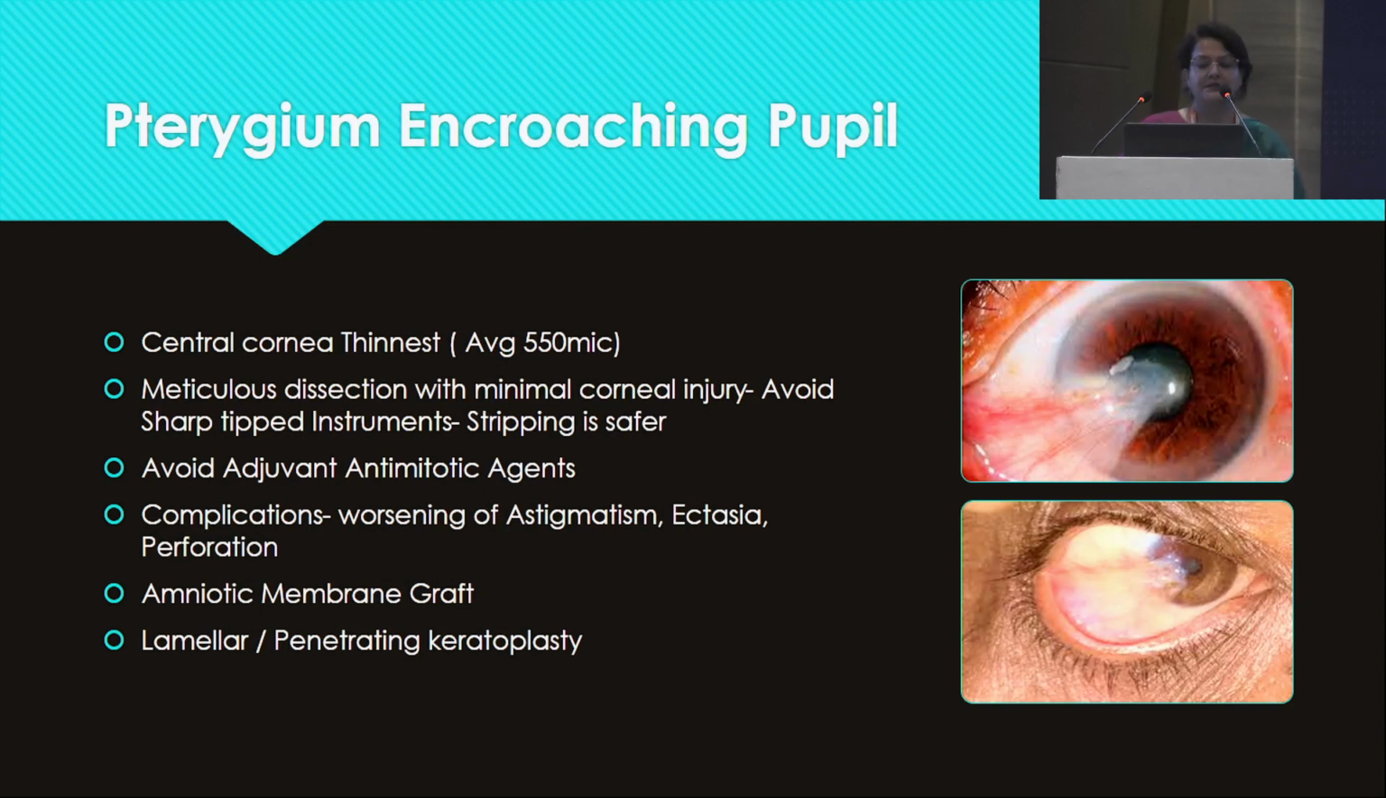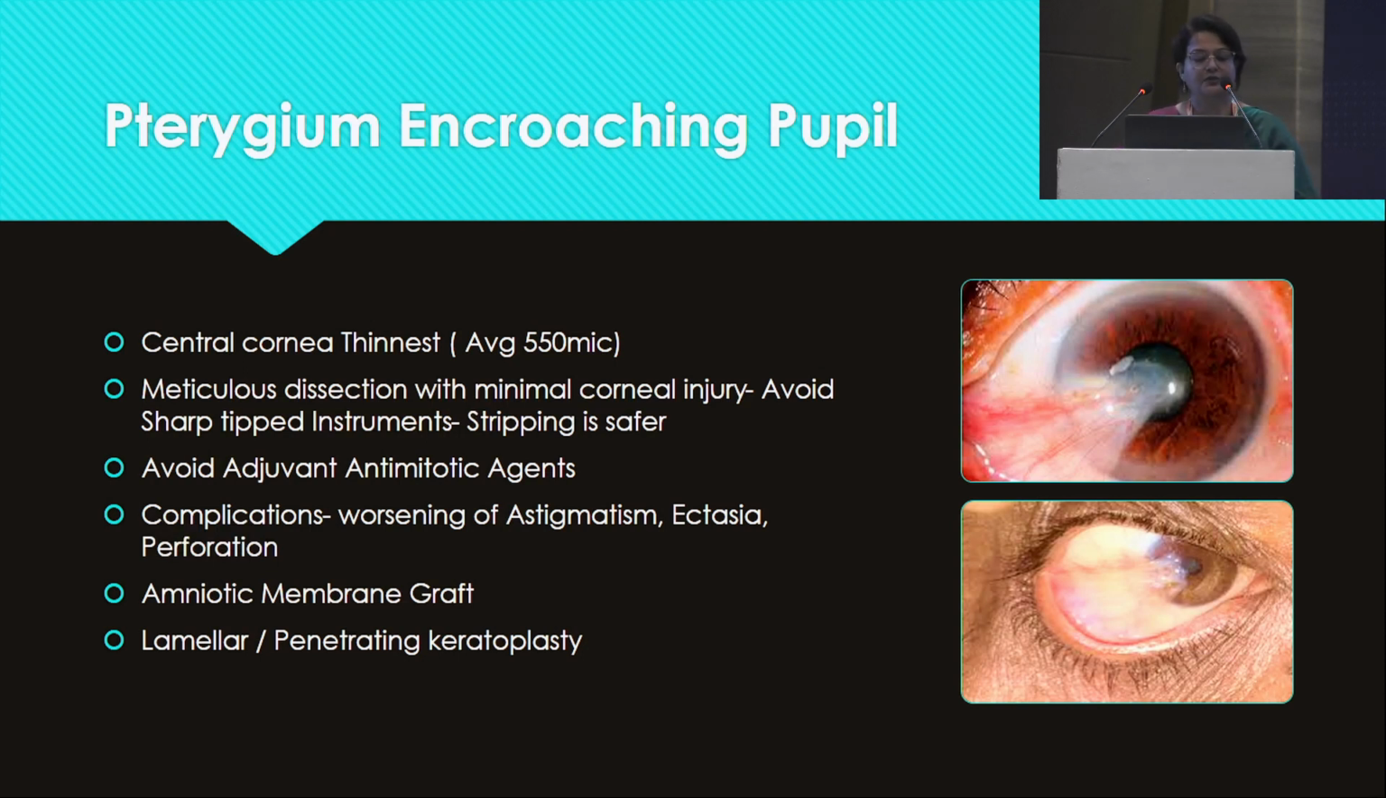Now, there are pterygiums that encroach the pupil, and this causes certain different kinds of surgical challenges. Central corneal thickness is hardly 550 micron. It is the thinnest area of the cornea. So minimal, meticulous dissection of the cornea should be done. Sharp-tipped instruments near the center should be absolutely avoided. Stripping is much safer in this kind of eye.